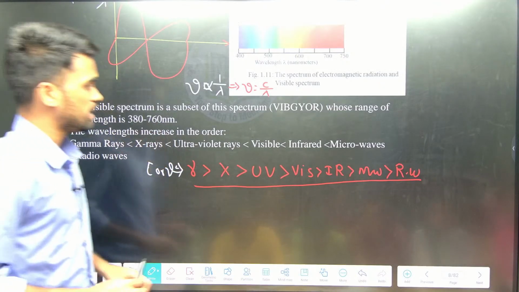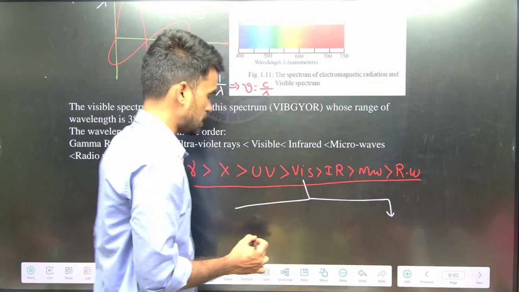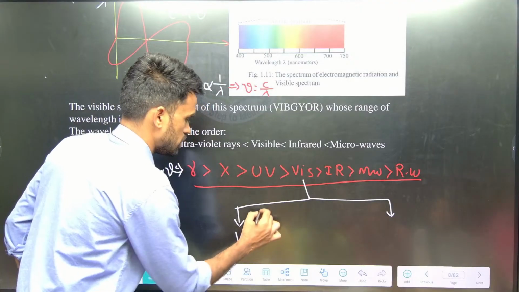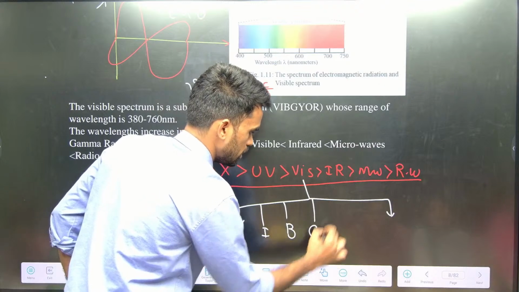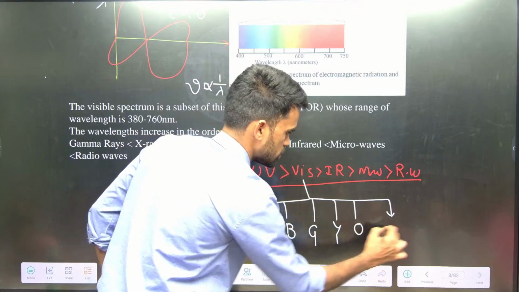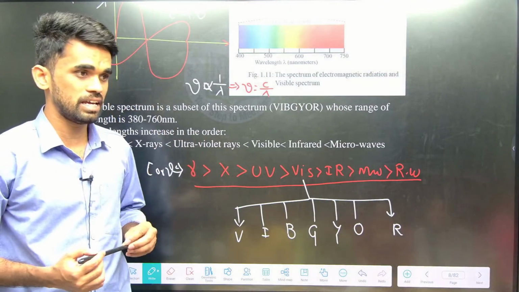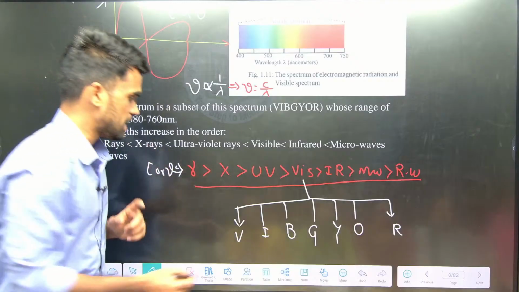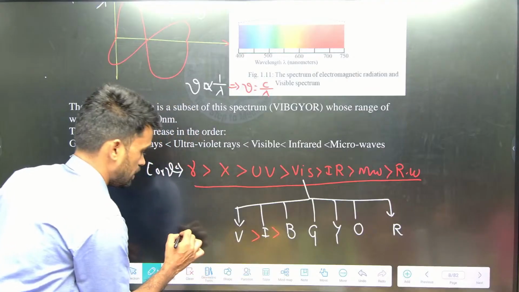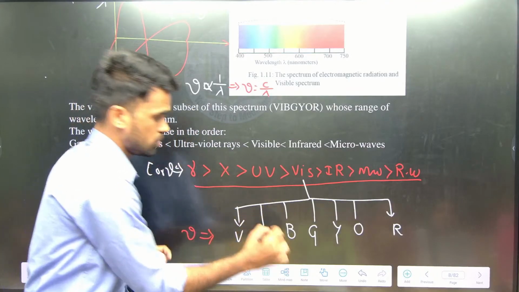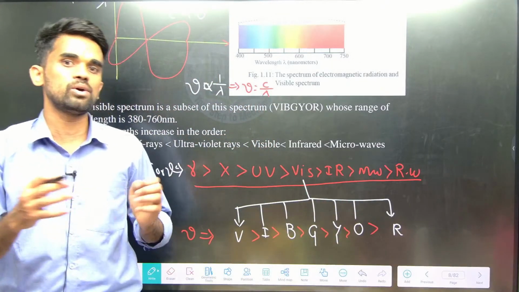Yeah. So now when it comes to visible, again you are going to see the rainbow colors. What are those colors? VIBGYOR: violet, indigo, blue, green, yellow, orange, red. Okay. So now tell me which has the highest energy here again? Highest energy is for violet. This is the energy or frequency order. So now which has the highest wavelength?